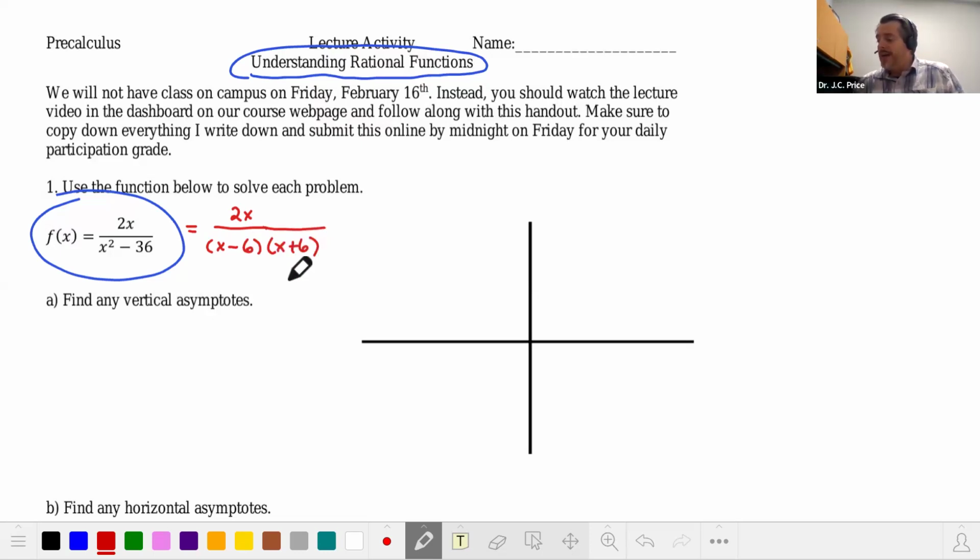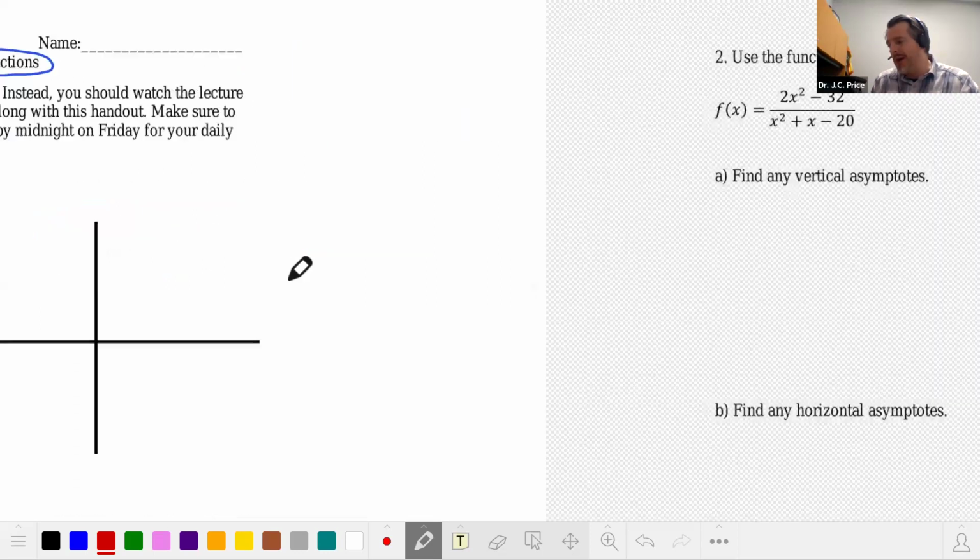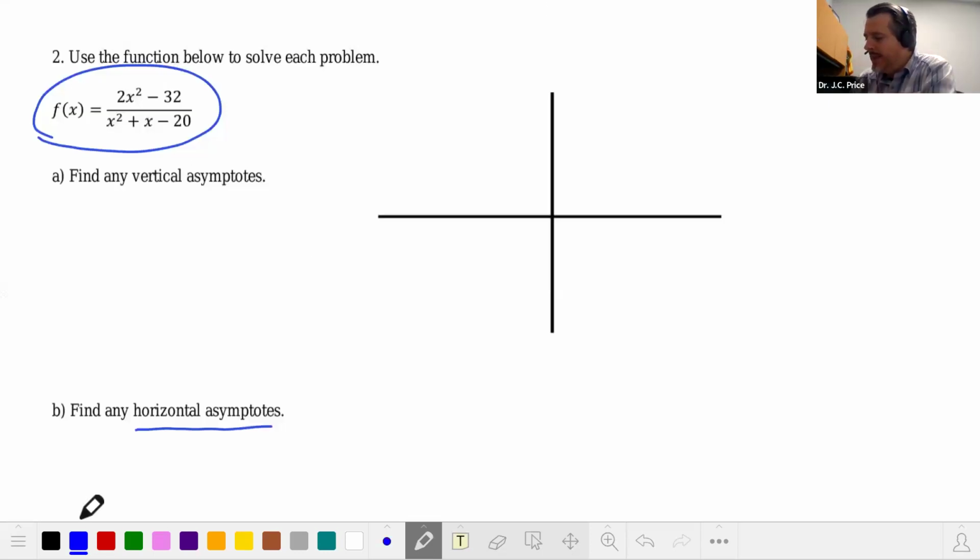And the reason why you want to factor the top and bottom is sometimes interesting things will happen. So what do I mean by that? Let's look at the next problem. So here's the next problem, and let's factor this guy here. To factor this one, it's a little tricky.